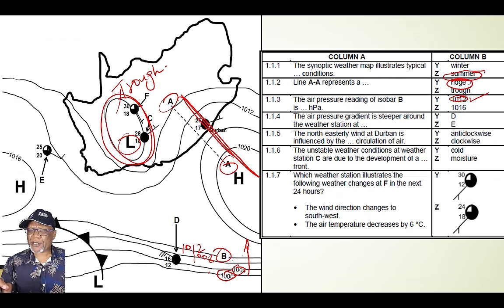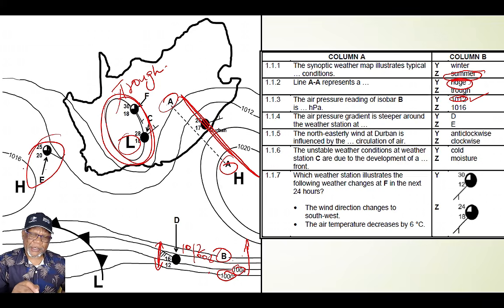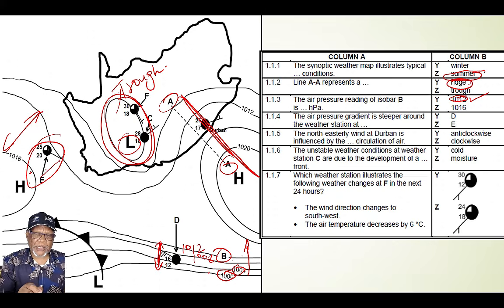Then the air pressure gradient is steeper around the weather station at D or at E. Let's look at the weather station at D. Look at the isobars there. Remember, it becomes steeper when the isobars are closer to each other, and it becomes gentle when the isobars are far from each other. Now let's look at E. This is our weather station at E. Let's look at the distance between the isobars here. The distance between the isobars here is far, but the distance between the isobars here is that they are close to each other.